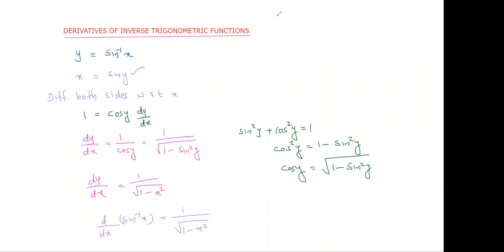Similarly, we can prove the result for other functions also, like y is equal to tan inverse x. So from here you will get x is equal to tan y. Differentiate both sides with respect to x. Derivative of x is 1. Derivative of tan x is sec square x. So derivative of tan y is sec square y.